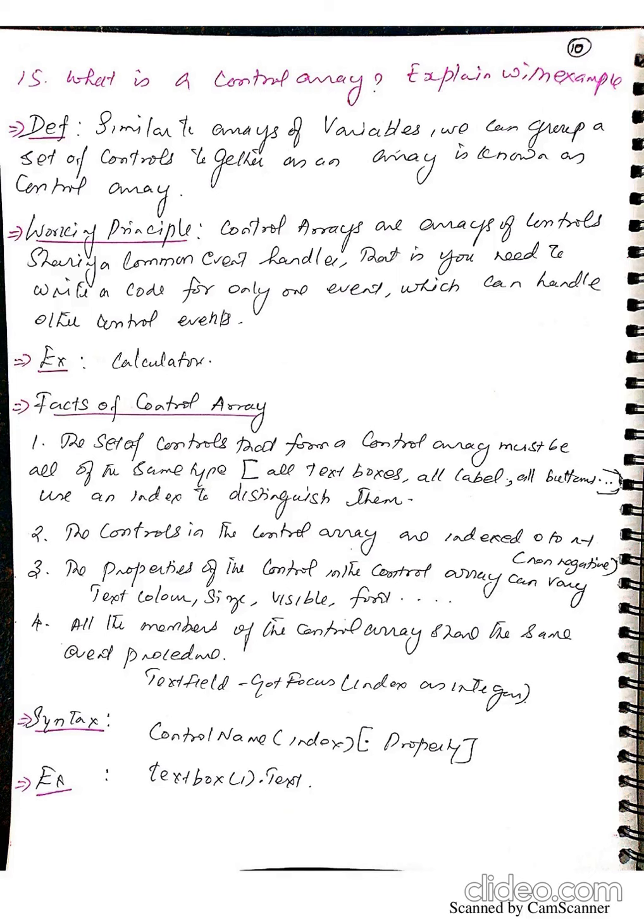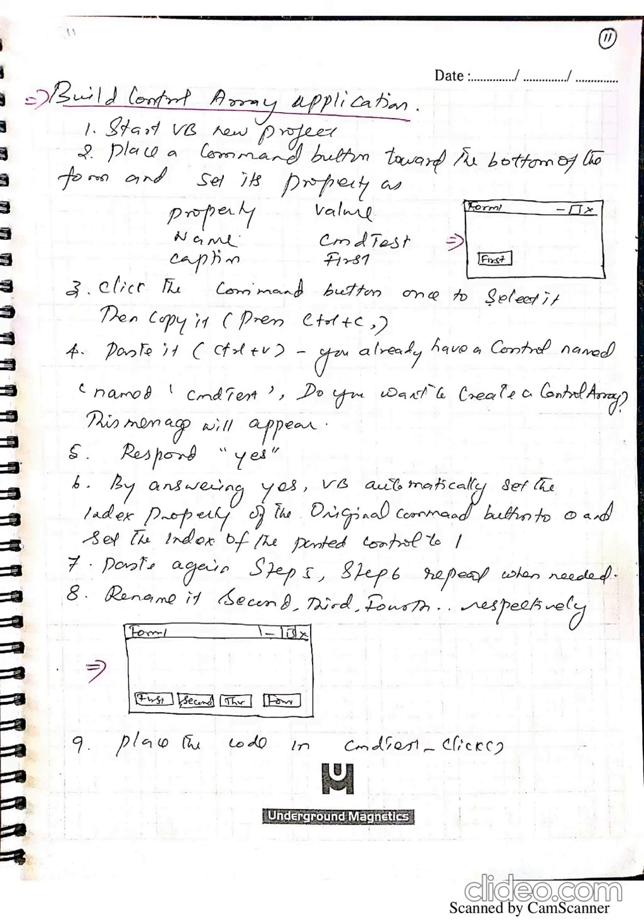15th question. What is a control array? Explain with example. Similar to arrays of variables, we can group a set of controls together as an array known as a control array. Working principle: control arrays are arrays of controls sharing a common event handler. That is, we need to write the code for only one event, which can handle the other control events. Example, calculator.